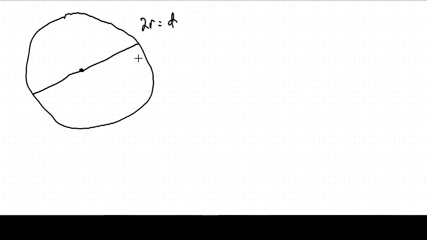A couple of formulas that you already should know. The circumference, which is the perimeter around the circle, is 2 pi times r, or it's pi d. Those are two equations for it. And then the area for a circle is equal to pi r squared.